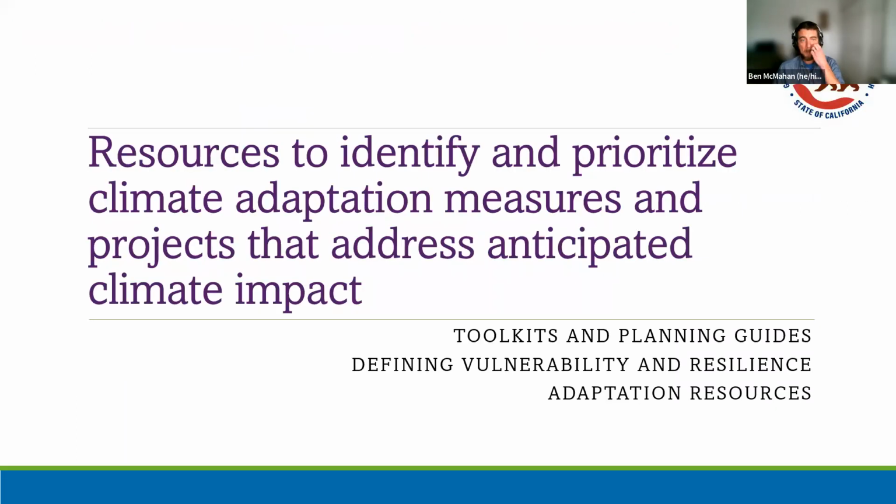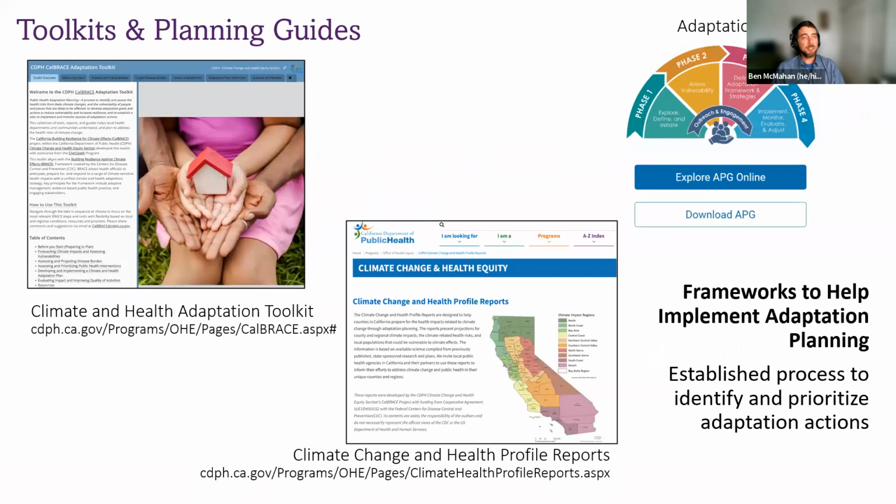Next slide, please. Okay, so finally, I wanted to talk through just a couple quick examples of some of the resources that will help identify and prioritize climate adaptation measures, and to think through how that might address some of the anticipated climate impacts. And so I've got a couple examples of toolkits and planning guides that might help think about this going forward. A few other resources that we can turn to in terms of really diving in and thinking about how we define vulnerability and resilience and how that might inform the development of your work going forward. And then a few other examples of places to look for more adaptation resources if you have more questions. Okay, so next slide, please.